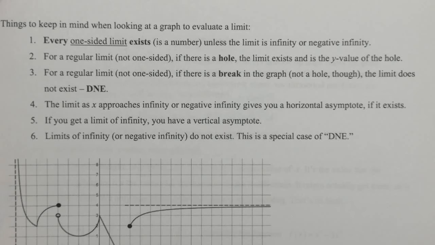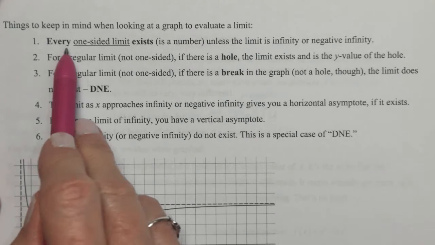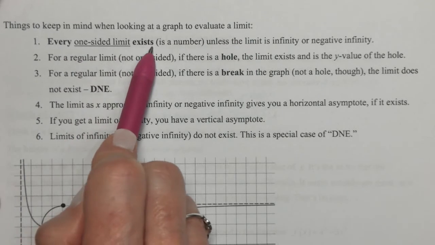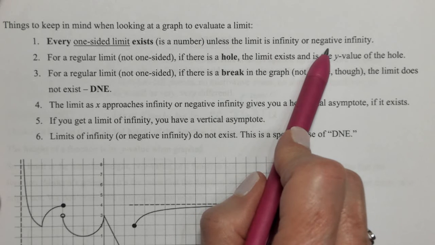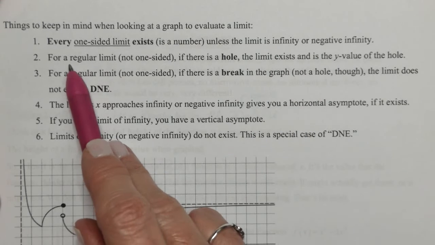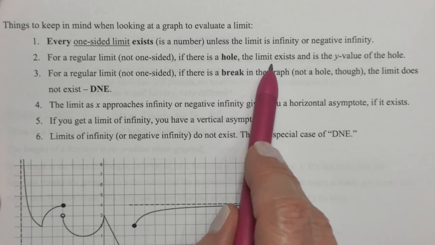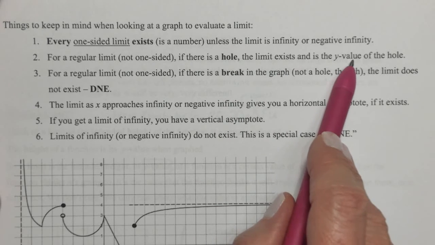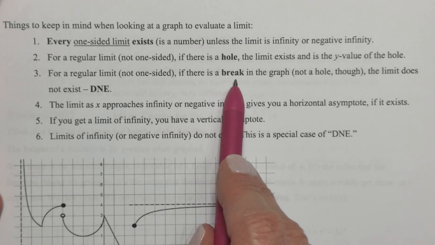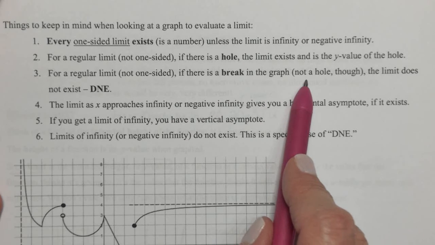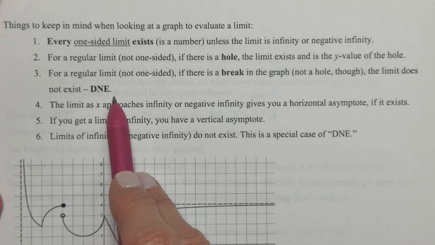All righty. So, some things to keep in mind when you're looking at a graph to evaluate a limit. Every one-sided limit exists, which means it's a number, unless the limit is infinity or negative infinity. For a regular limit, not one-sided, if there is a hole, the limit does exist and is the y value of that hole. Also for a regular limit, if there is a break in the graph, not a hole, but a complete break, the limit does not exist because the limit from the left would not equal the limit from the right.